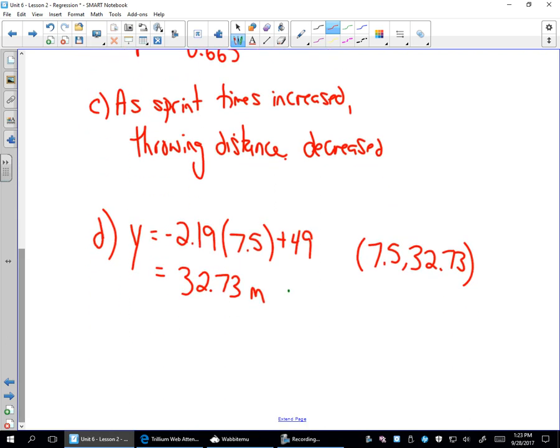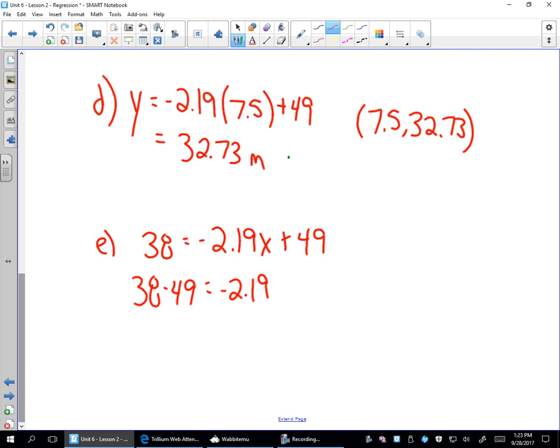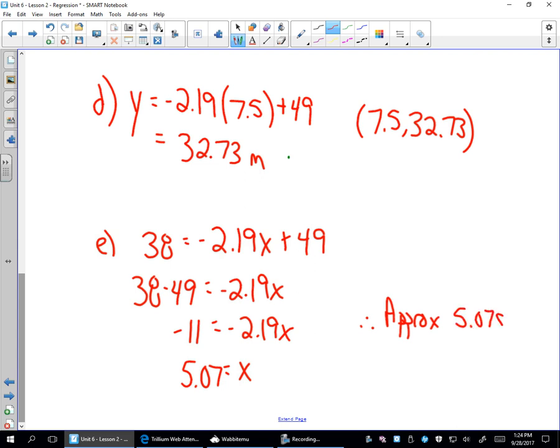If a player is able to throw a distance of 38 meters, what sprint time should be expected? Again, this is using our equation, but this time I'm saying I know the distance. Let's solve for our sprint time. So we'll do our math. This is kind of as hard as the algebra gets in this course here, just rearranging stuff. And I'll divide it out. And 11 divided by 2.19 comes out to approximately 5.07. So that's how long, how fast they are. Approximately 5.07 seconds, if they can throw 38 meters.